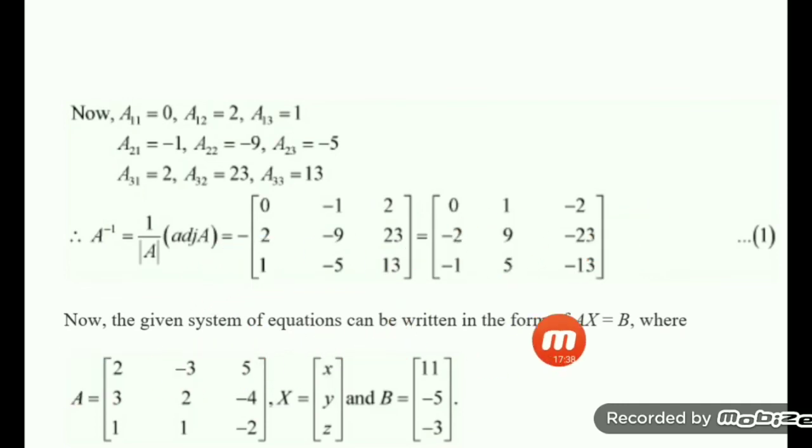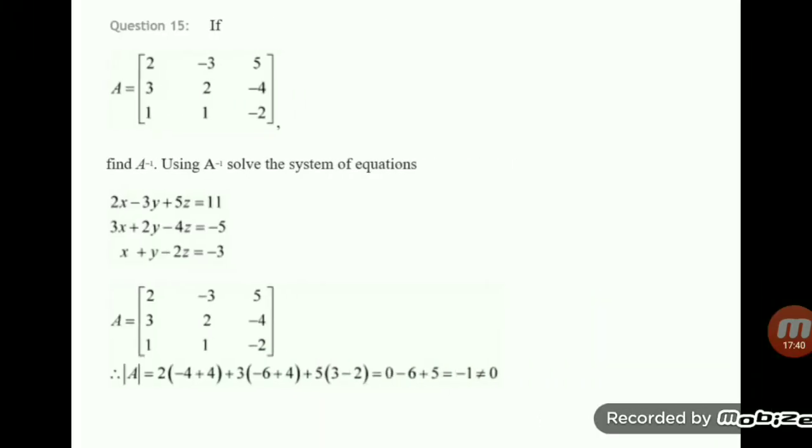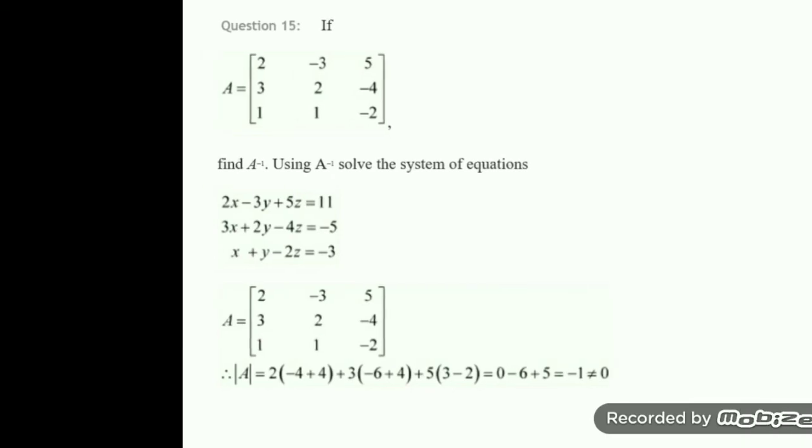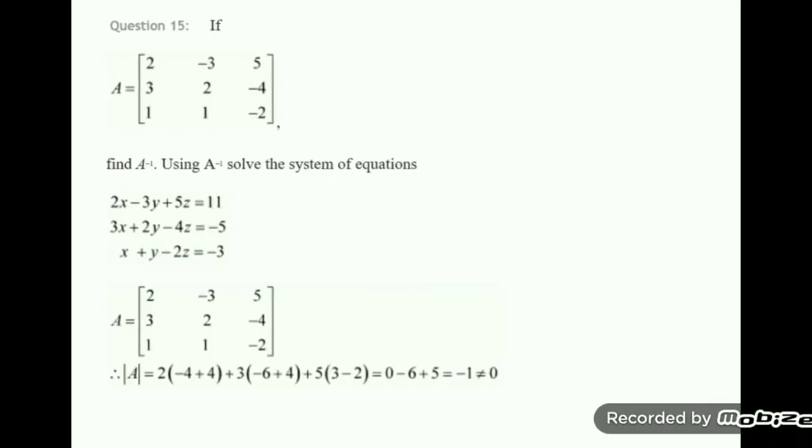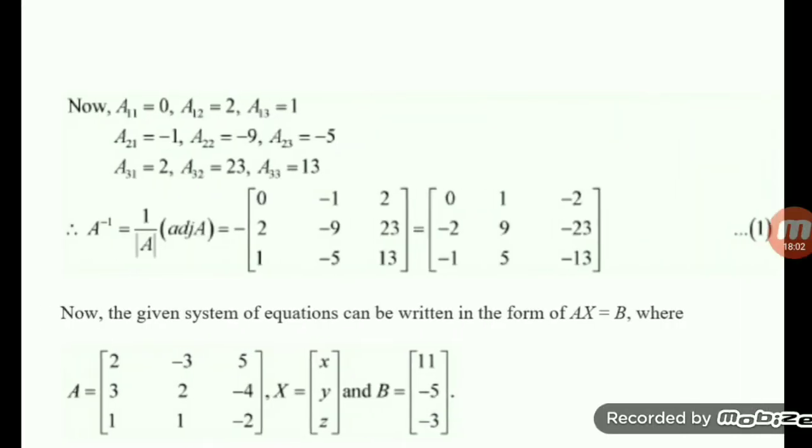After that, you have to solve the system of equations. You see the system of equations now. When you find the coefficient matrix, the first row is 2, minus 3, 5, the second row is 3, 2, minus 4, and the third row is 1, 1, minus 2, which is similar to the given matrix A. So you don't have to calculate the inverse again, as we have already calculated A inverse. So simply you find the solution.